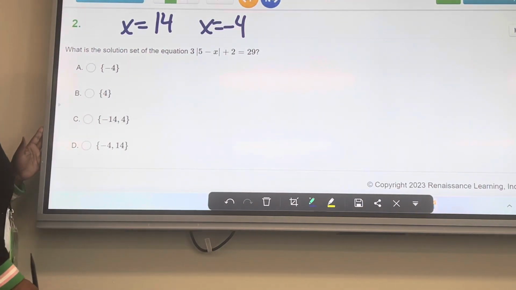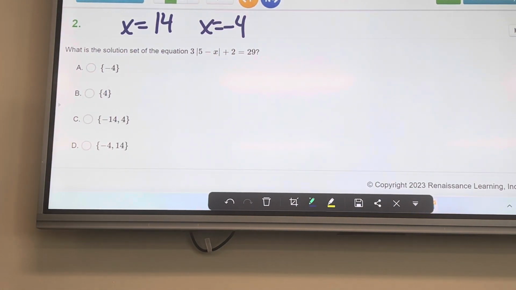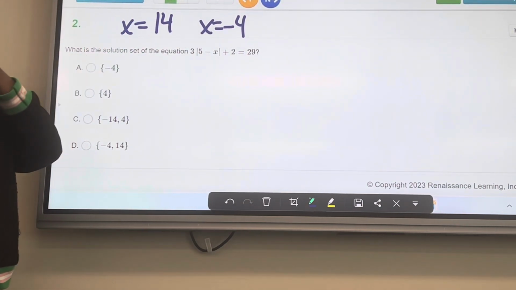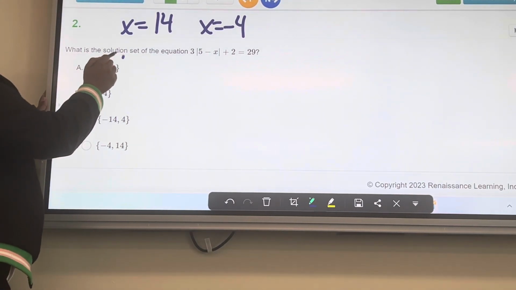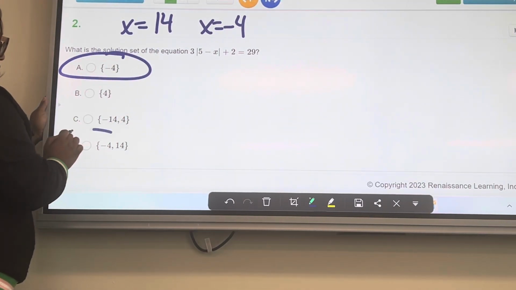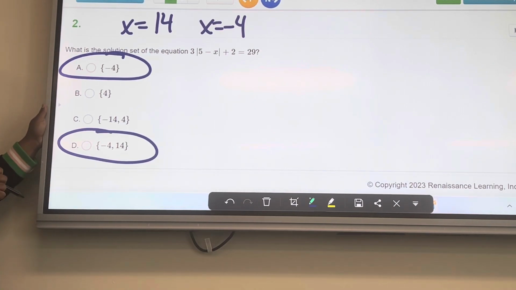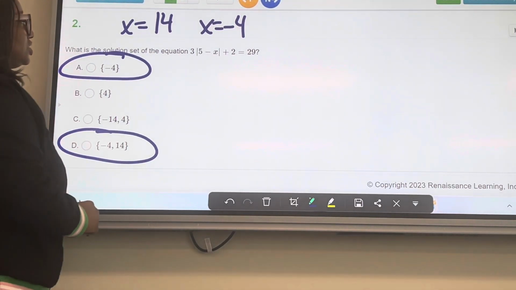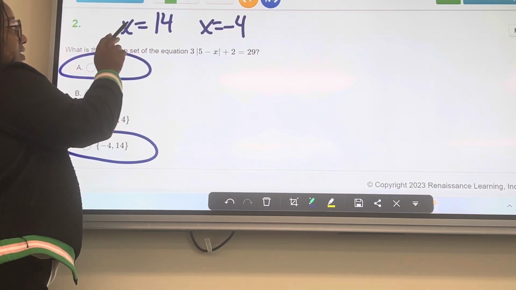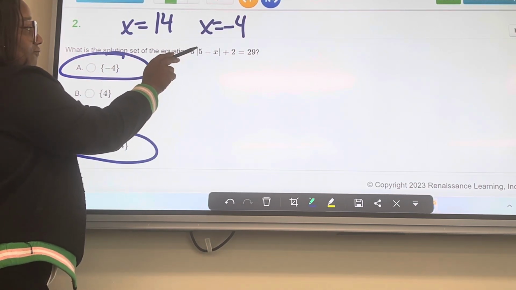That's what we got, but we need to check to see which one of these actually works, or if both of them actually work. So I'm going back to this original problem to see. We know our answer choices that we narrowed it down to were either A or D, based on process of elimination. So now we have a 50% chance of getting this problem right. So I'm going to check 14 first. How do I check 14? I'm plugging X in. I'm going to substitute 14 in for X.